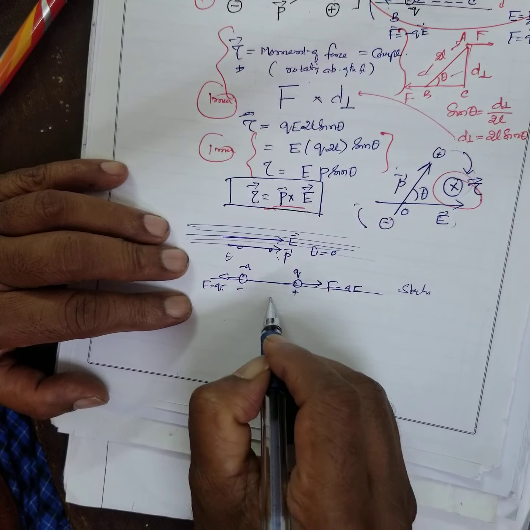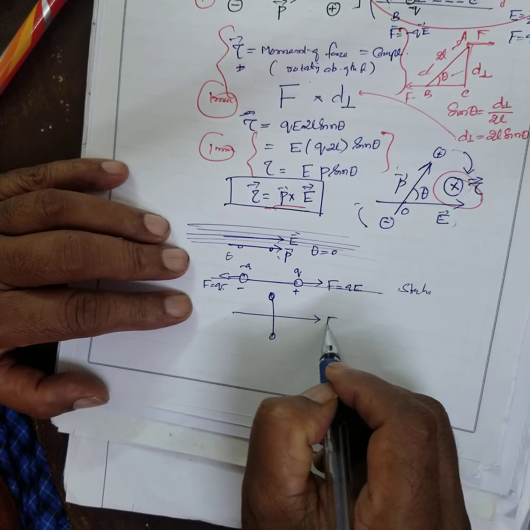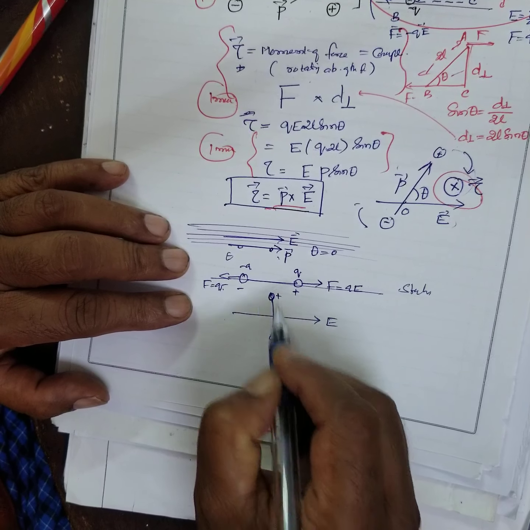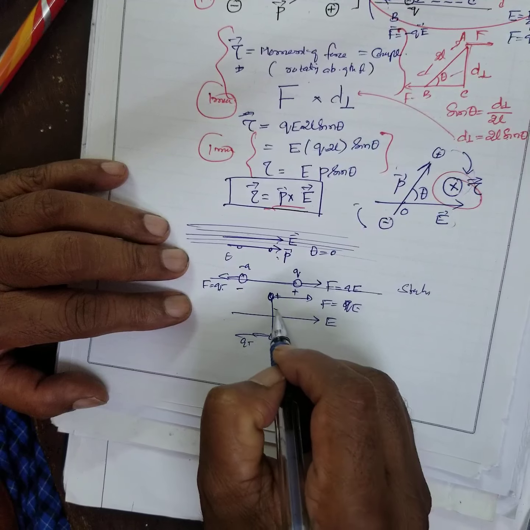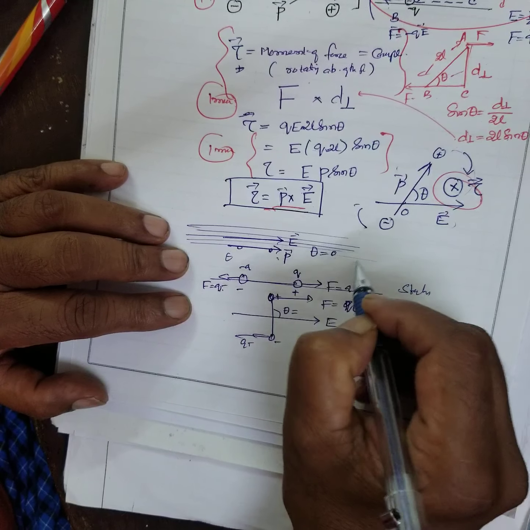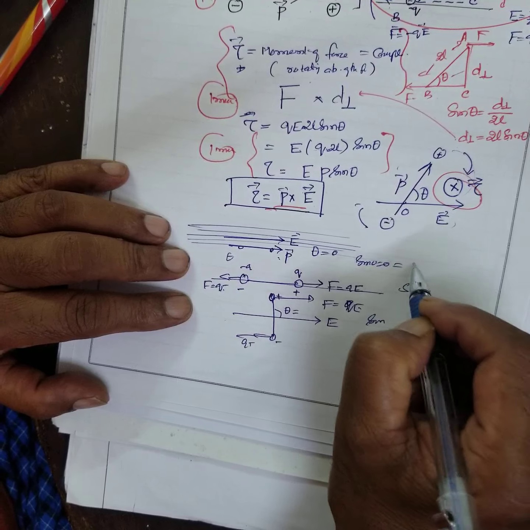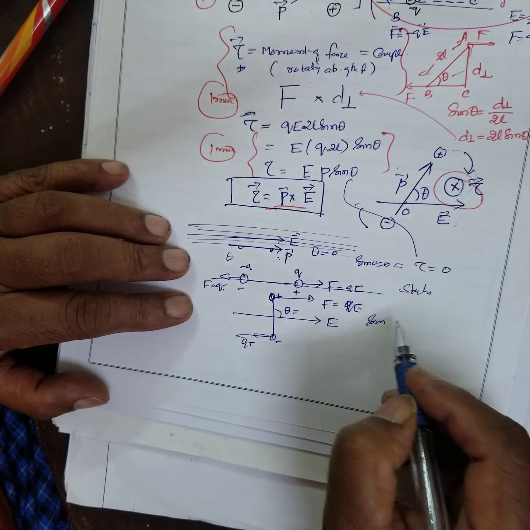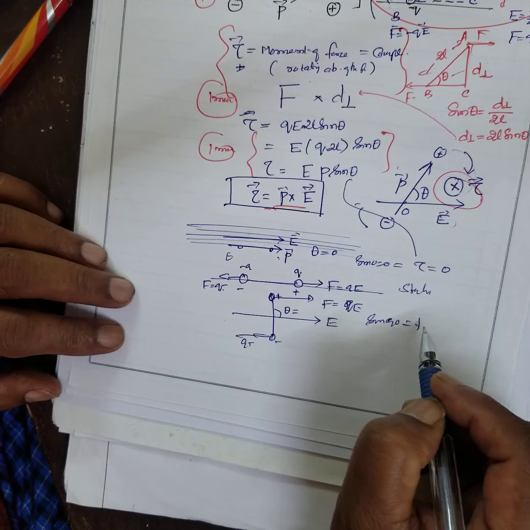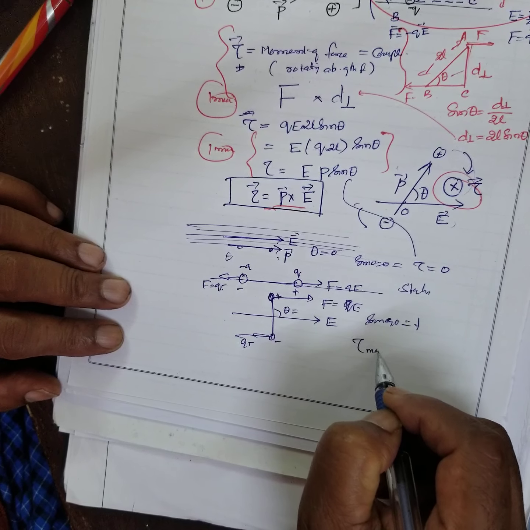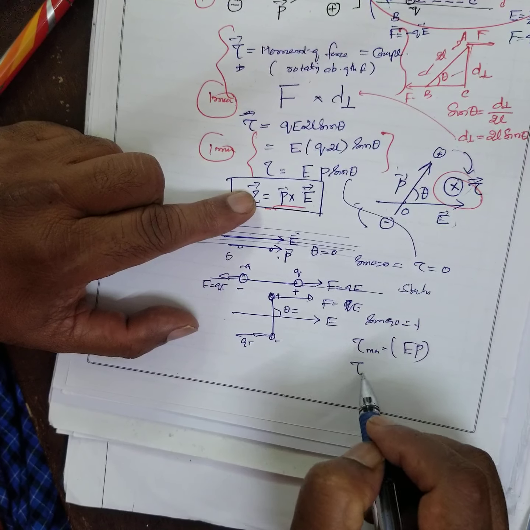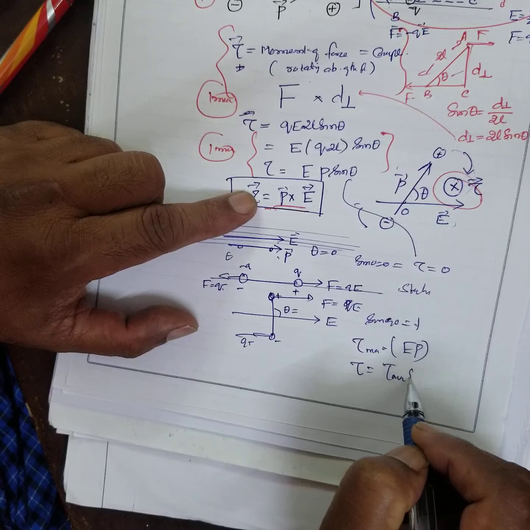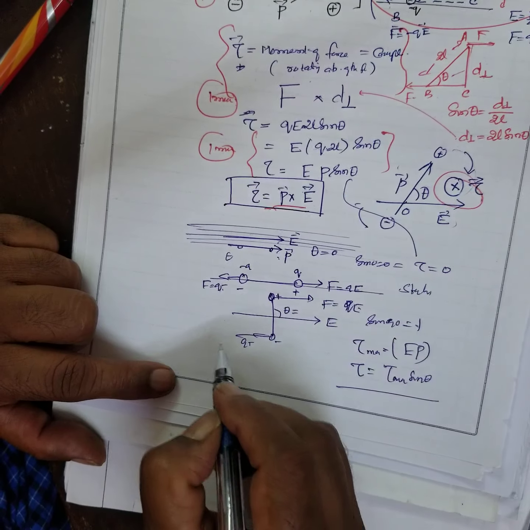And if I keep it like this, what will happen? The electric field is in this direction and the dipole is kept perpendicular. The force is QE, here also QE, and theta is 90. Sin 0 is 0, so the torque is 0 when theta is 0. Here sin 90 is equal to 1, that is the maximum value. Therefore, maximum torque is equal to EP. Sometimes you can write torque is equal to torque maximum sin theta. That is also possible.